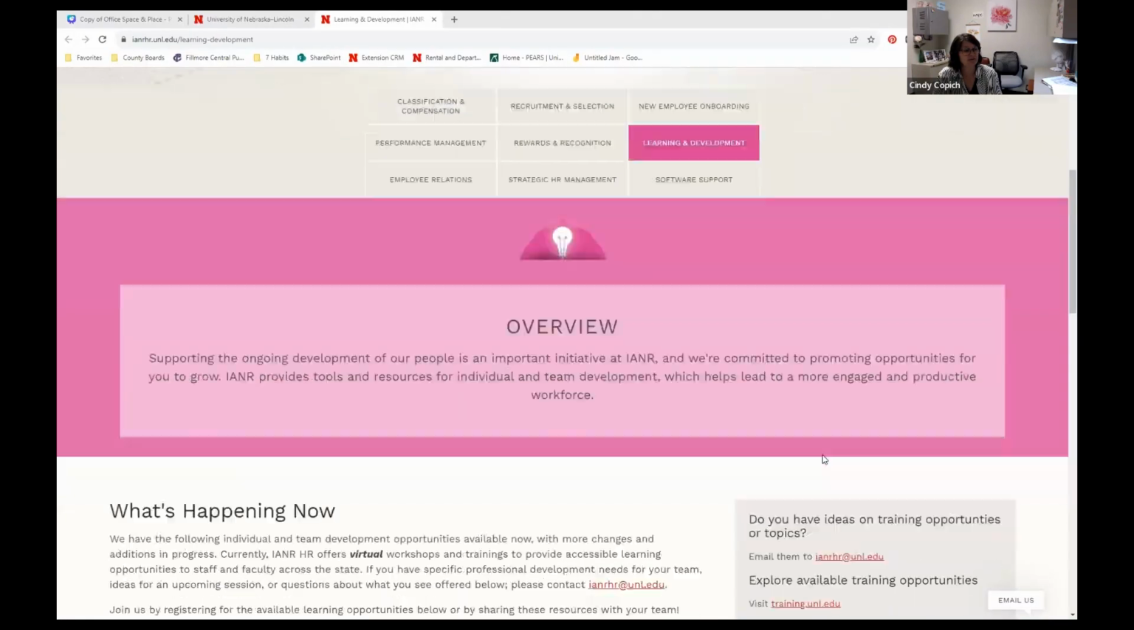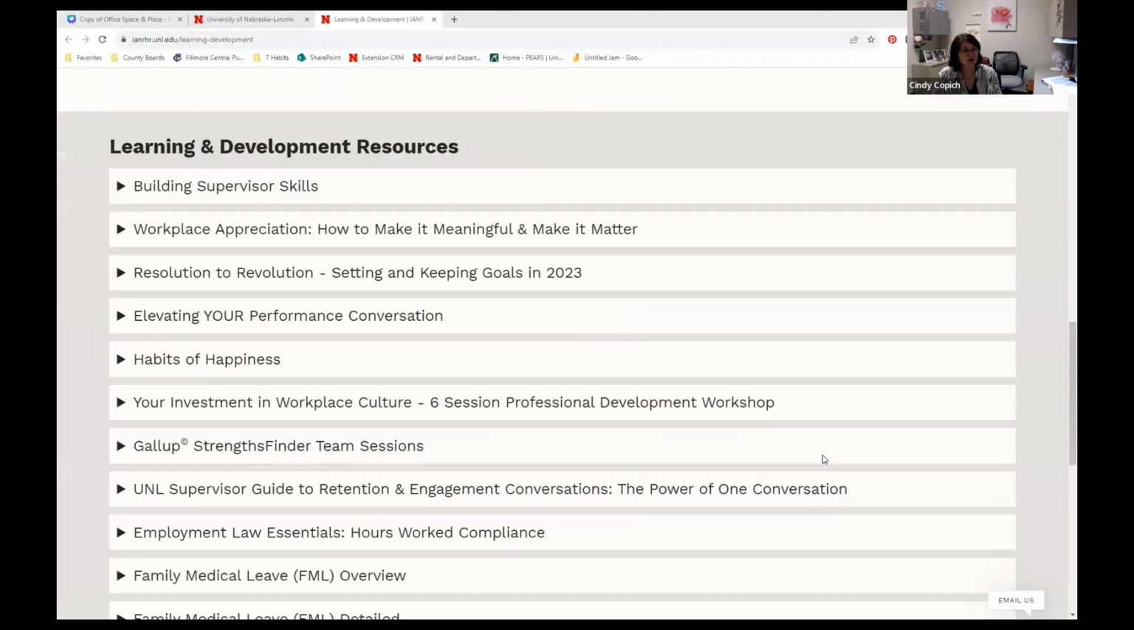So for example, if you want to click on the link in the chat and go to the website, you just scroll down and you'll see a drop down menu of various sessions. The first one, building supervisor skills, is phasing out because I'm adding a new one in. So you'll see some of these are on a cycle. I'll get to what I'm replacing it with in a minute, but we do have workplace appreciation sessions coming up this fall. Again, that's for everyone.